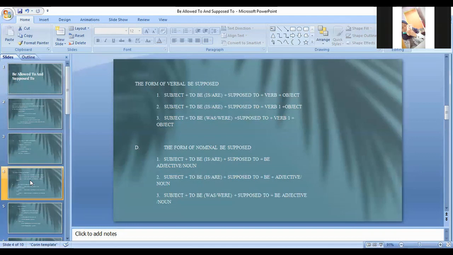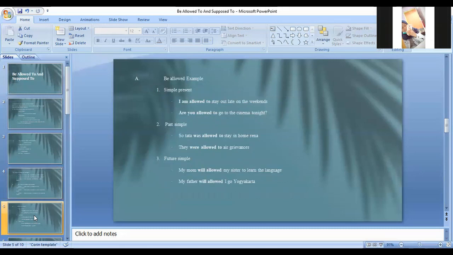B. The form of nominal is, one, subject plus to be, is or are, plus supposed to plus be adjective or noun. Two, subject plus to be, is or are, plus supposed to be, plus adjective or noun. Three, subject plus to be, was or were, plus supposed to plus be, adjective or noun.